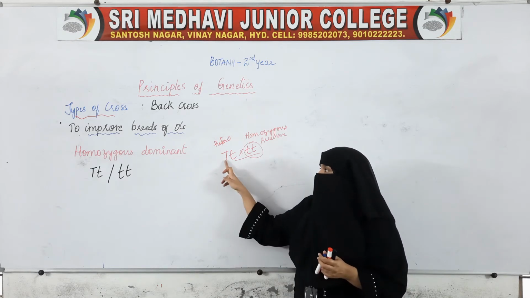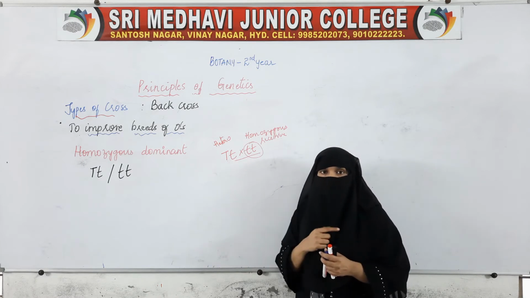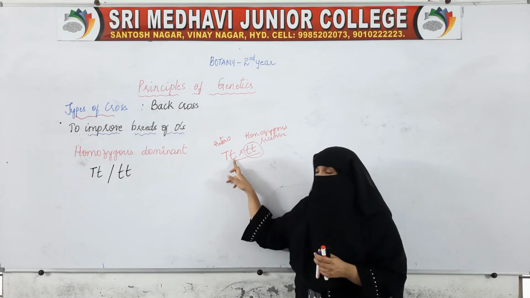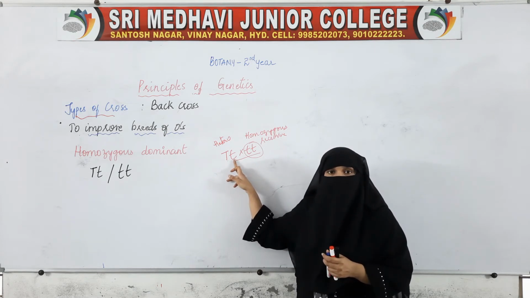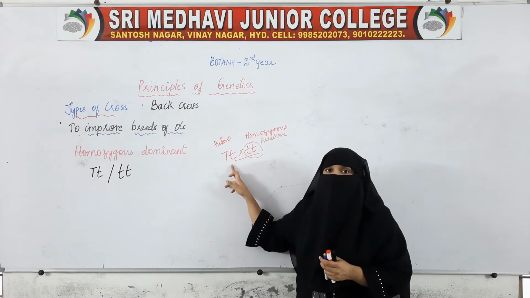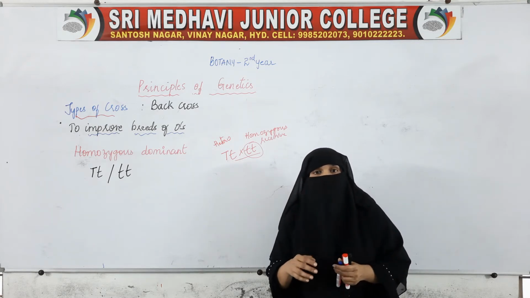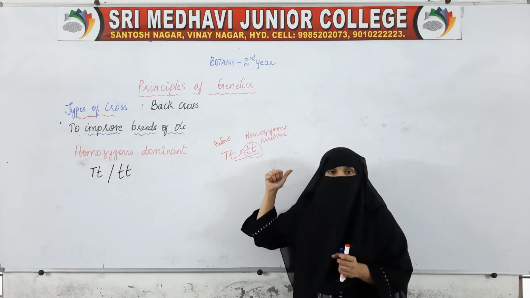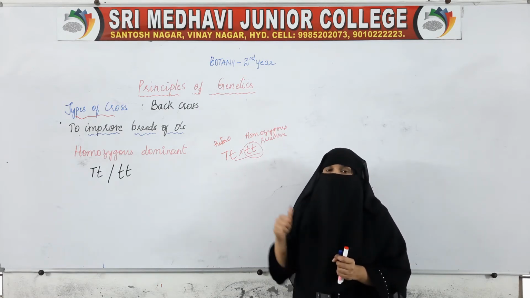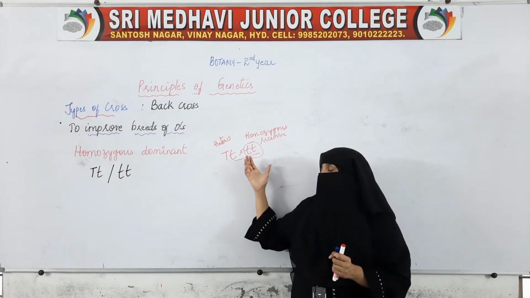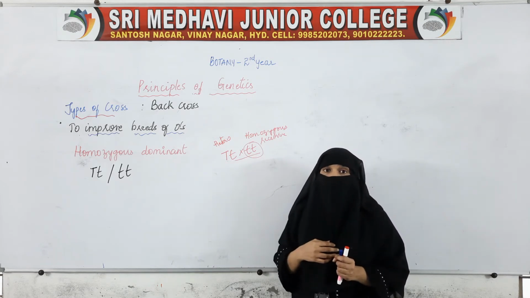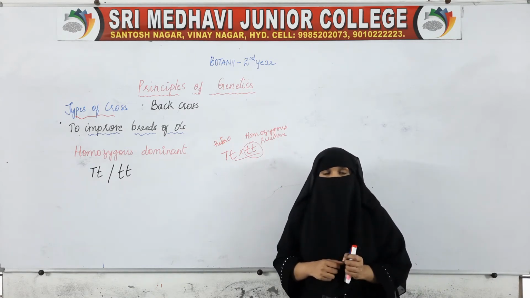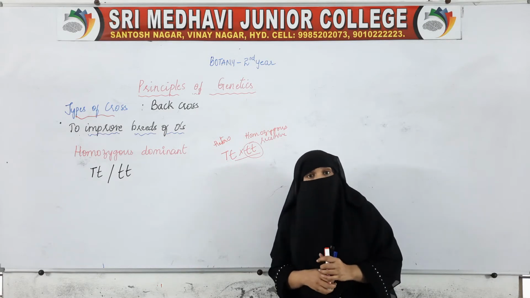Or for example, in this also we have one tall and one short. At some point, not in the first generation, but at some time this short, that is the recessive character, can be expressed. But we don't want this recessive character to be expressed in the next generation. Then we do back cross. We have to improve it. How to improve it? By removing the recessive character.